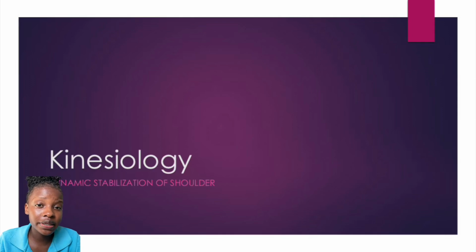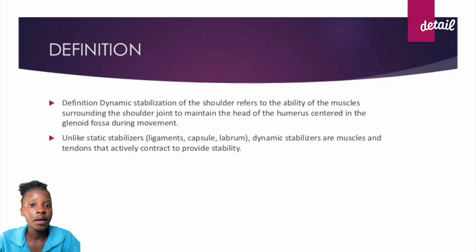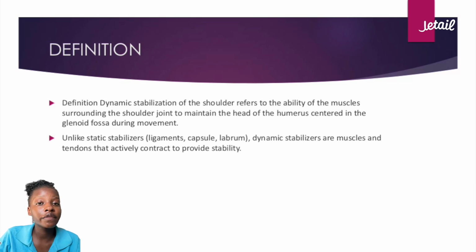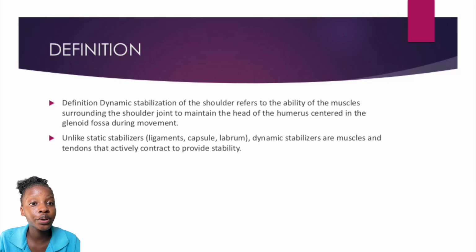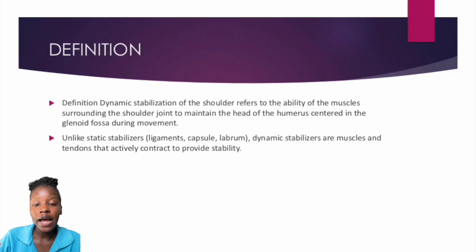Hi, I'm going to be presenting on the dynamic stabilization of the shoulder. The dynamic stabilization of the shoulder refers to the ability of the muscles surrounding the shoulder joint to maintain the head of the humerus centered in the glenoid fossa during movement. Unlike static stabilizers, the dynamic stabilizers are muscles and tendons that actively contract to provide stability.